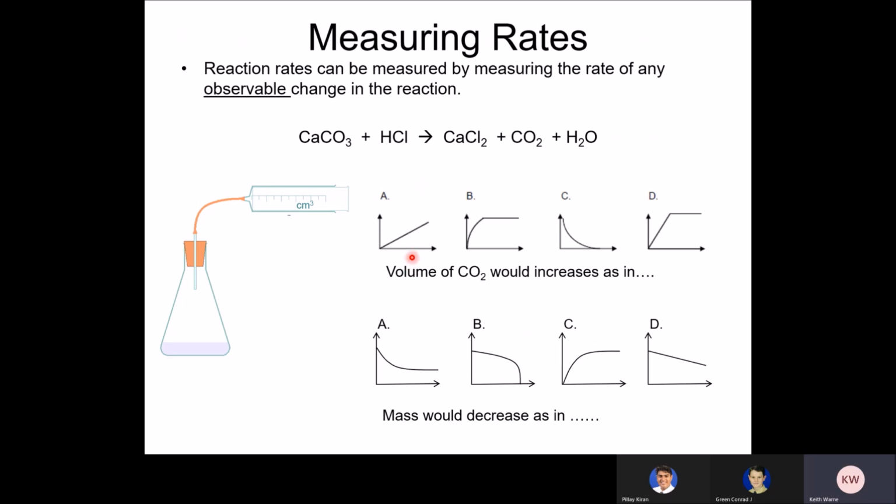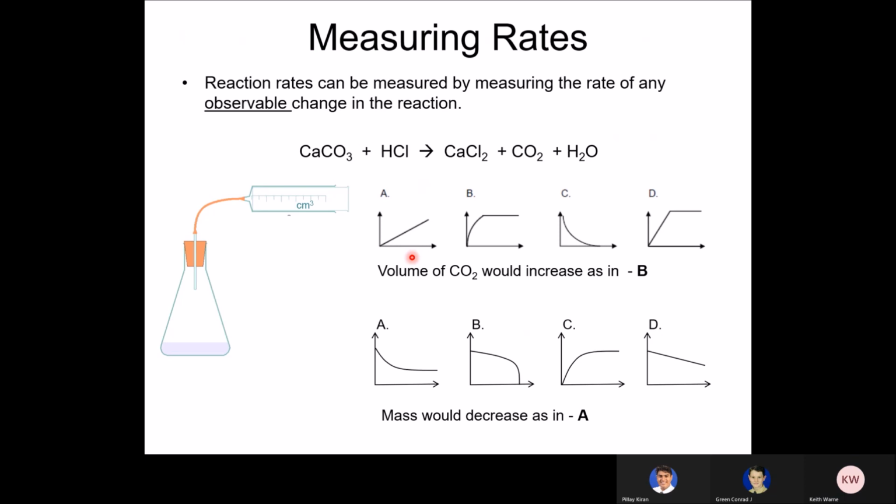For volume, hands up for A. Hands up for B. Hands up for C. Hands up for D. So you all think it's B. And mass decrease. Hands up for A. Hands up for B. C. Obviously it's not a decrease. And D. Okay. B and A. So you're all right.